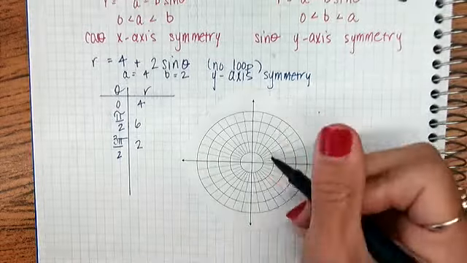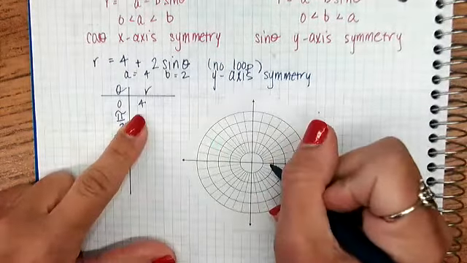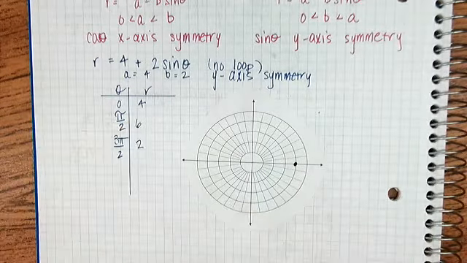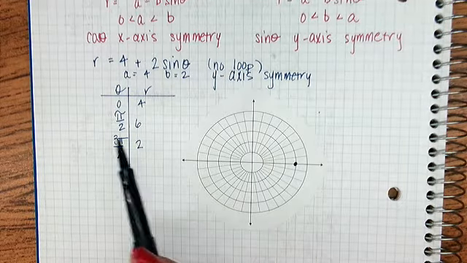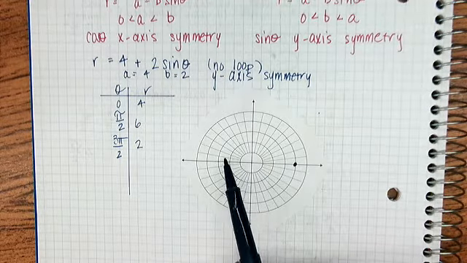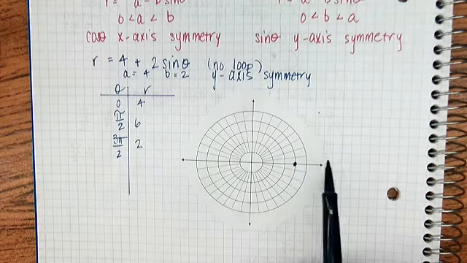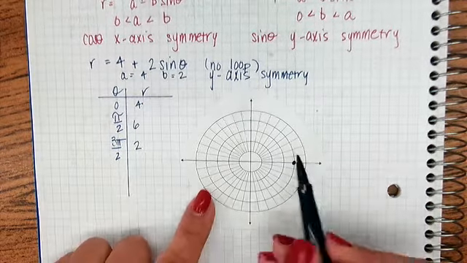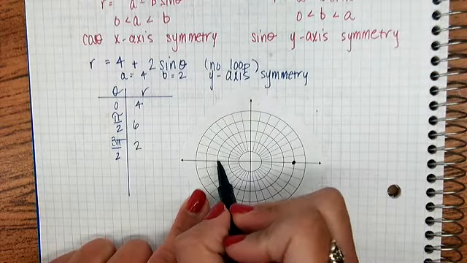0, 4. Be careful. When theta is 0, the radius is 4. It is not 0, 4 on the y-axis. It's on the x-axis. Find the measure of the angle. The angle is 0. Move 4 circles, 4 radii in the 0 direction. And let's just reflect that over right now because I know it has y-axis symmetry.